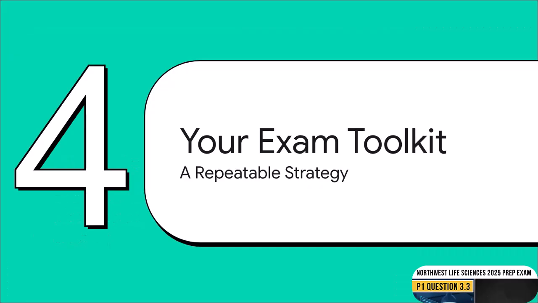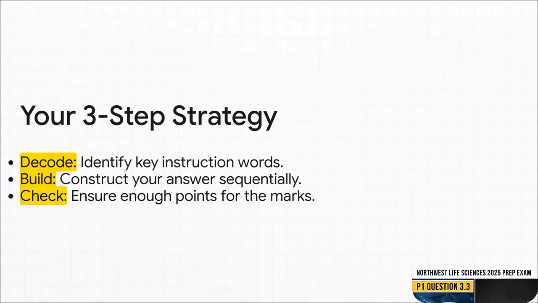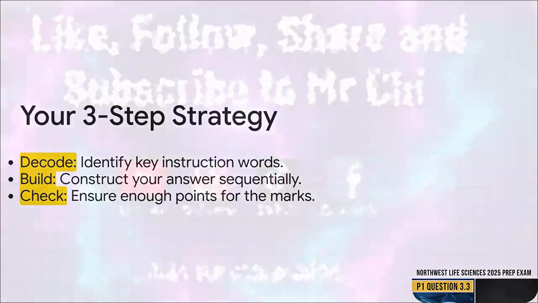So let's just pull this all together into a simple strategy, a toolkit that you can use for any of these big descriptive questions, not just this one. It's really as simple as this. 1. Decode the question, find those keywords. 2. Build your answers step by step in the right order. 3. Check that you have enough points for the marks available. Follow this process and it won't just get you marks, it's going to build your confidence for the entire exam.